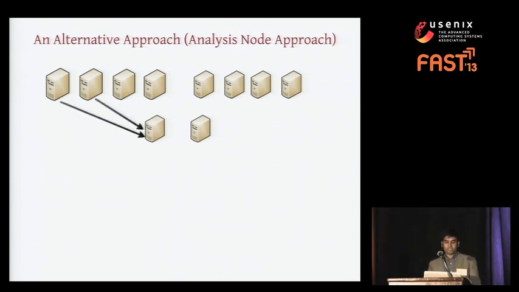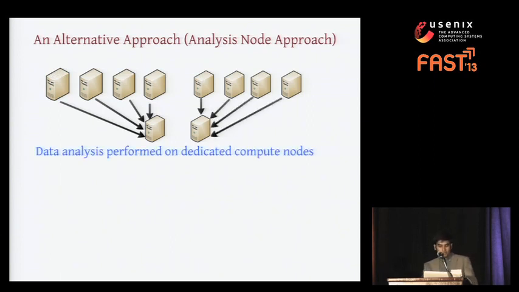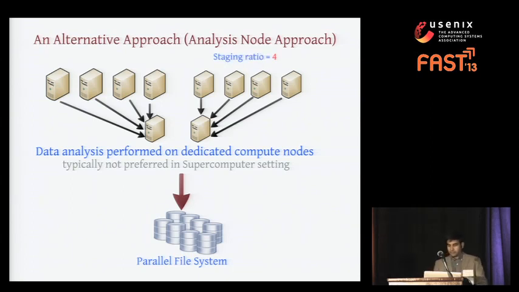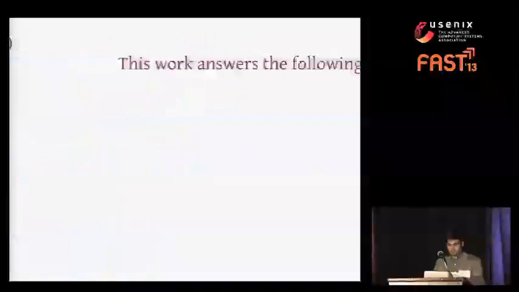But let's model this and compare it against active flash. Data analysis essentially is performed on these dedicated compute nodes. But this is typically not preferred in supercomputing settings simply because you do not want to pay for these compute nodes and not use them for flop-intensive jobs. Again, the staging ratio is 4. Staging ratio means how many compute nodes you have given per data analysis node. So there are 4 compute or simulation nodes that go to just one analysis node.